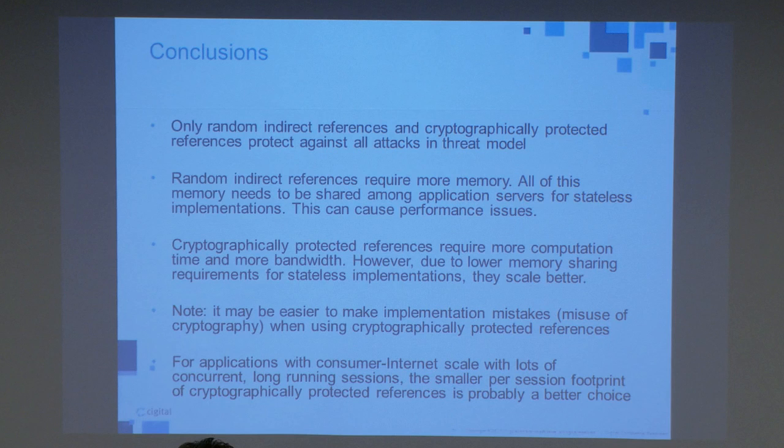So relatively straightforward. So what are the conclusions? Well, there's only 2 approaches that solve all of the attacks we talked about, right? So those are the last 2 approaches we talked about. Random indirect references do require more memory, and all of that memory needs to be shared amongst app servers for stateless operation, which can, of course, cause performance issues. If you're writing all of your indirect references you're generating to the database, how much performance problems is that going to cause?